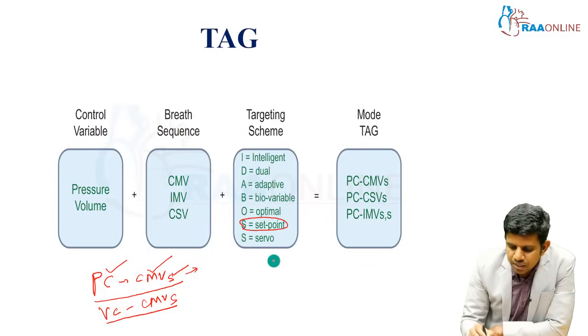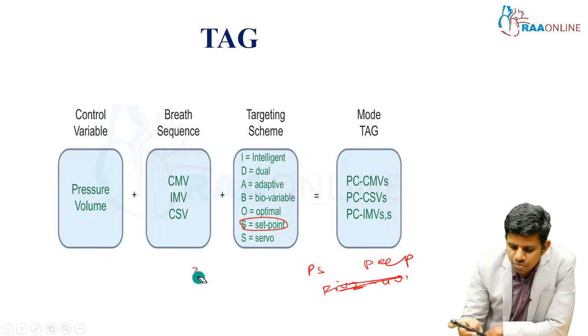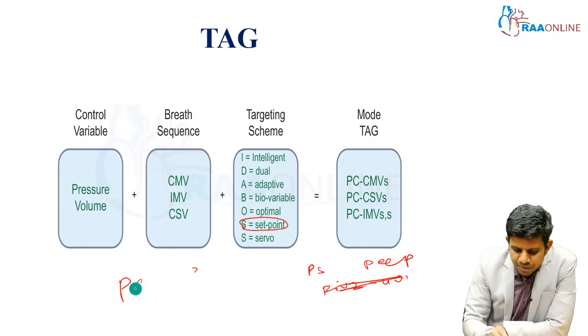In the pressure support mode, what are the things we will set? Your pressure support, PEEP and FiO2. These are commonly set. In the pressure support mode, my control variable is pressure.